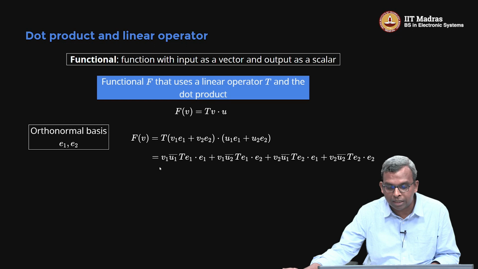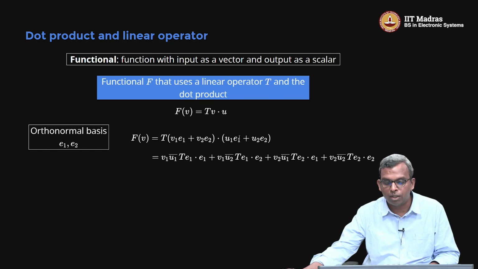If you look at the first term here, how did I get this first term? I took this first term and the dot product with this second term. So this is a second argument. So this u1 will come out as u1 bar, v1 will be by itself, and I'll get t e1 dot e1. I hope you saw that. So that's what I got here.